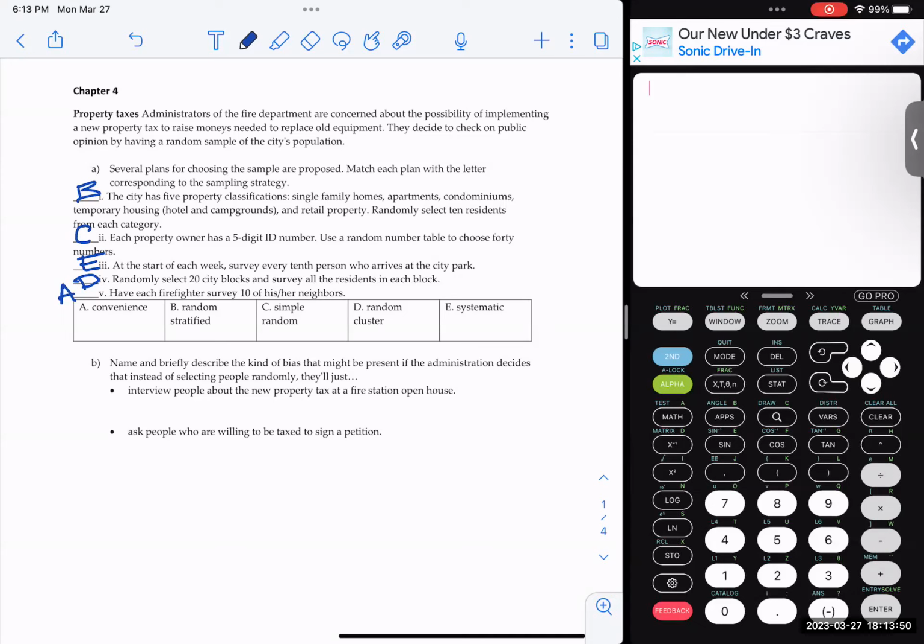All right, so name and briefly describe the kinds of bias that might be present if the administration decides that instead of selecting people randomly, they'll just interview people about the new property tax at a fire station open house. So they announce they're having an open house, they invite people to come, and then they say, how do you feel about this? That could be biased, right? In what way? And do we have a name for that?